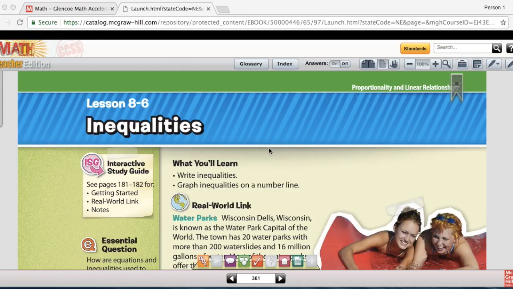For lesson 8.6, we're talking about inequalities. And so it's really important that you understand that there's a difference between equations and inequalities. Equations always have an equal sign, and inequalities always have not equal signs. So the prefix in is going against what they are. So inequalities is not equal signs. And what does not equal signs mean? Well, it's these symbols: less than, greater than, less than or equal to, greater than or equal to, and even not equal to is an inequality.